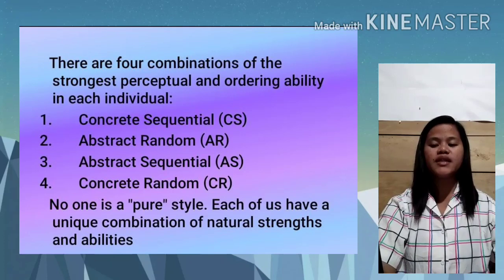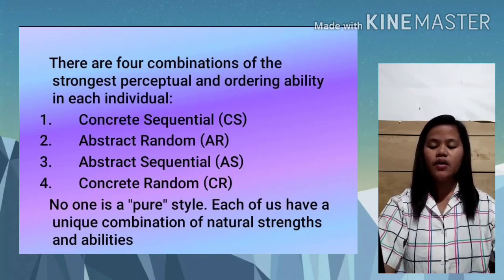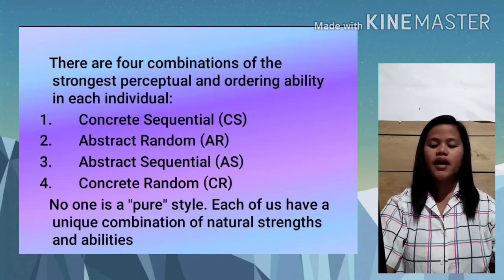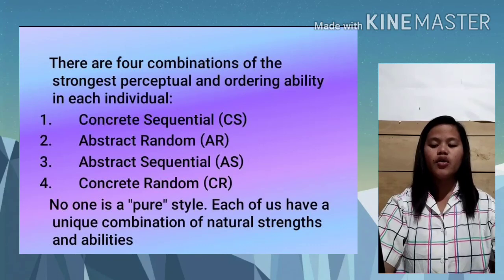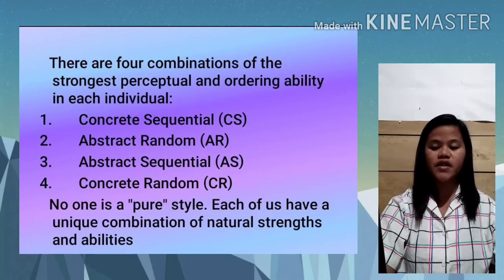There are four combinations of the strong perceptual and ordering ability in each individual. The first is concrete sequential or CS. The second is abstract random or AR. And the third is abstract sequential or AS. And the last one is concrete random or CR. No one is a pure style. Each of us has a unique combination of natural strengths and abilities.